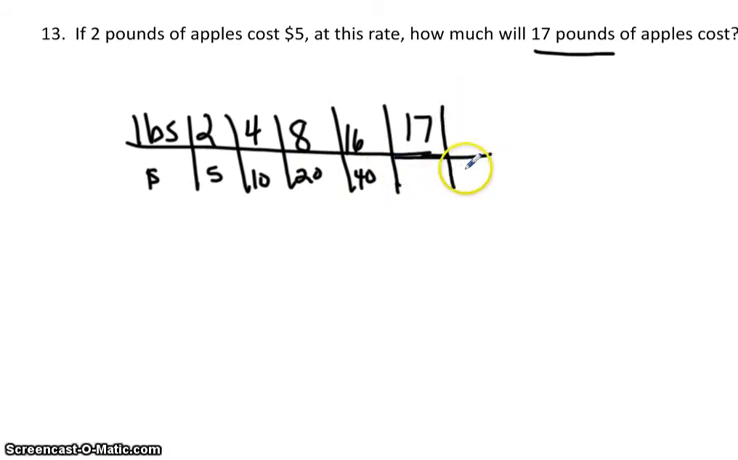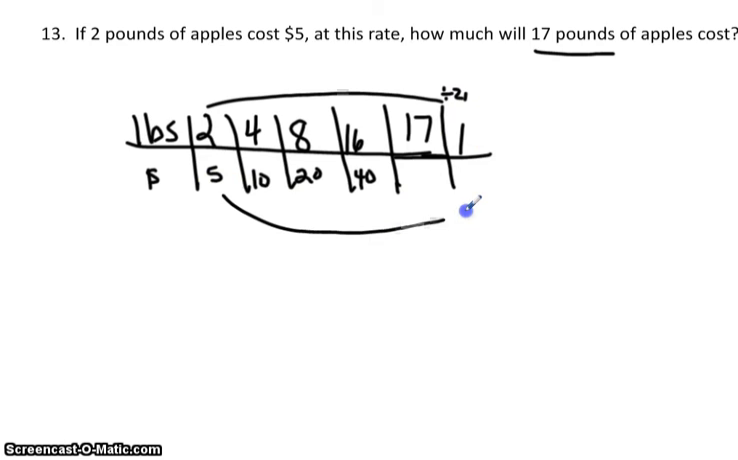So I'm going to go all the way back down to my easy numbers, and I'm going to say, well, 2 divided by 2 makes 1. And if I do 5 and I divide by 2, it makes $2.50. And some of you might want to say 2.5, but that doesn't make sense with money. We have to put the 0 on the end to make it $2.50.